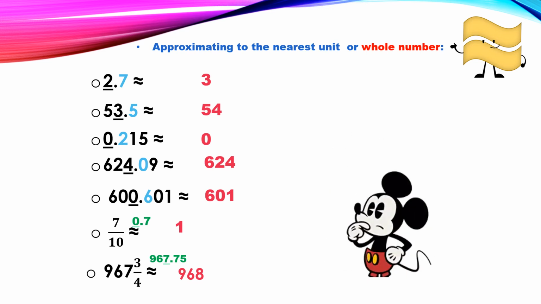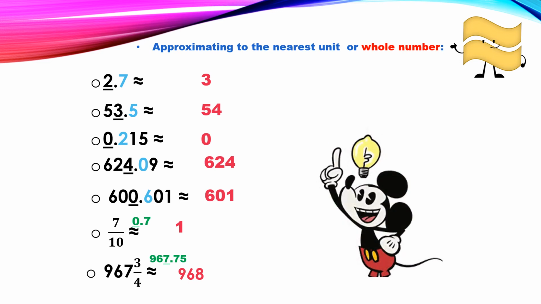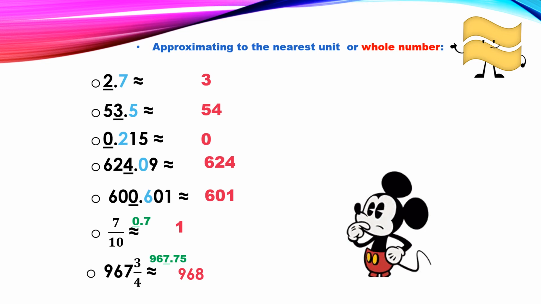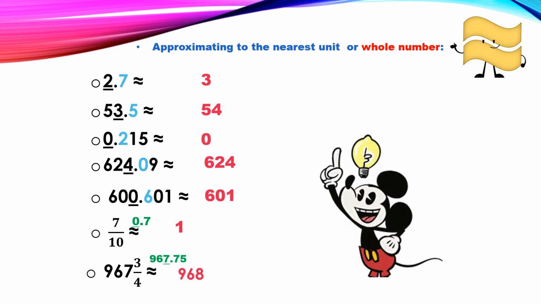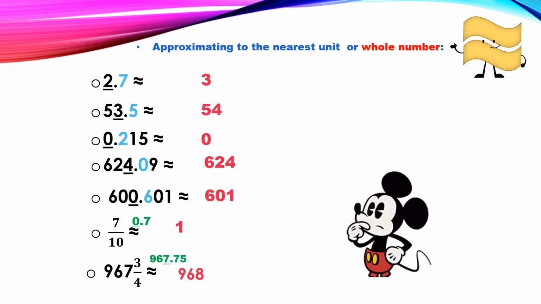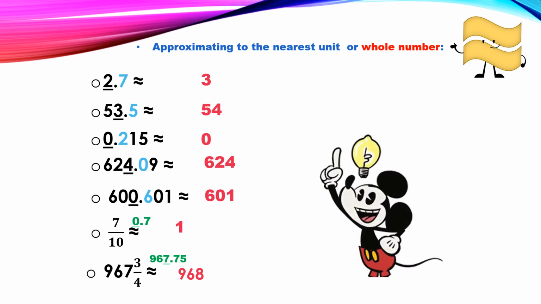Very important rule. Approximating to the nearest unit is the same as approximating to the nearest whole number. If it says whole number or unit, my eyes are on the unit place. Okay, this is a very important rule. If it asks you in your exam to approximate to the nearest whole number, I know directly it's approximating to the nearest unit. My eyes are on the unit place. Okay.